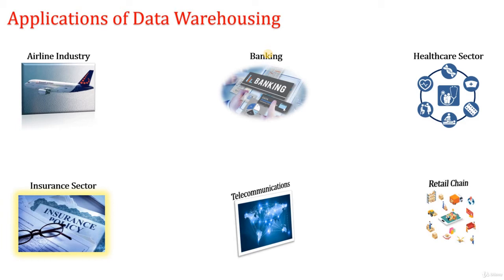The next sector is the banking sector. It is used in the banking sector to manage the resources available on the desk effectively. So if you want to see how many employees you have, what resources you currently have, whether those resources are used effectively or not, what the productivity is, those kinds of things the senior management wants to analyze. For analyzing that level of information, you need historic data. That historic data is going to reside in the data warehouse system.